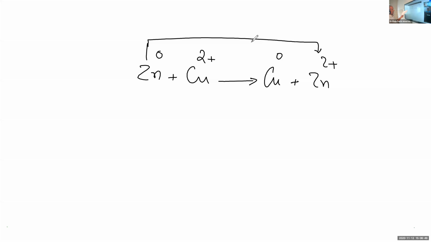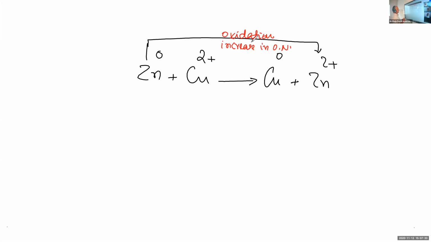What happens to the oxidation number of Zn? Is it increased or decreased? Increased, yes, it increases. The oxidation number of Zn was 0, and now 0 is changed to plus 2. There is an increase in the oxidation number, and therefore this is the oxidation reaction. It is an oxidation because there is an increase in oxidation number.